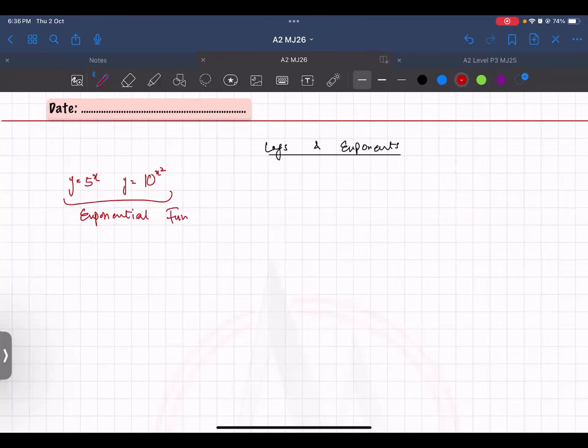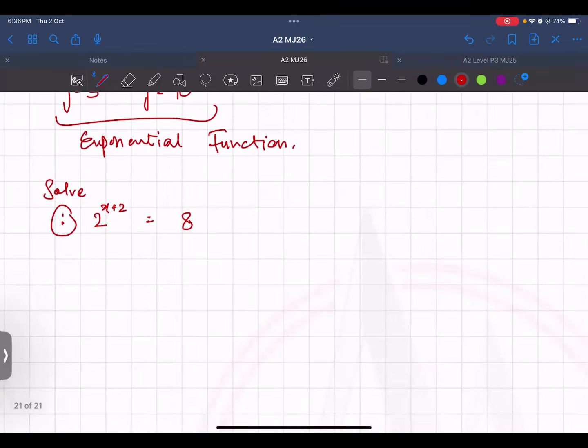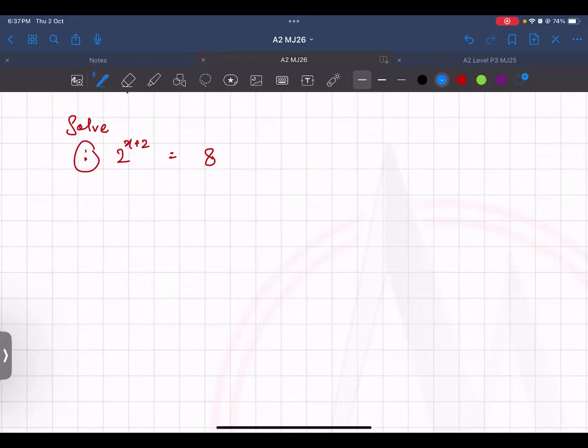Exponential functions. Because you can see the variable x is in the power, exponent is power, and you have seen how to solve exponential equations in your O level IGCSE. For example, if you have 2 power x plus 2 is equals to 8, they're asking you to solve. Now this is an example of an exponential equation, because you can see the variable is in the power. You have done some rules of exponents in your IGCSE and O level. Those will be carried forward over here.